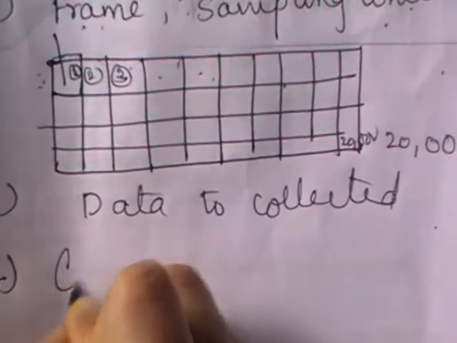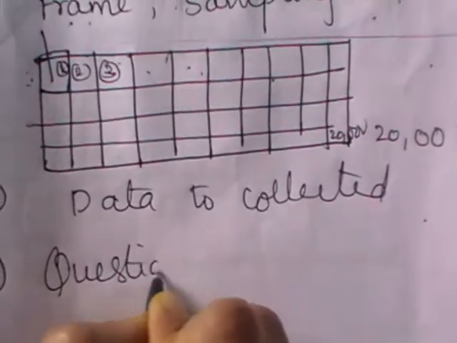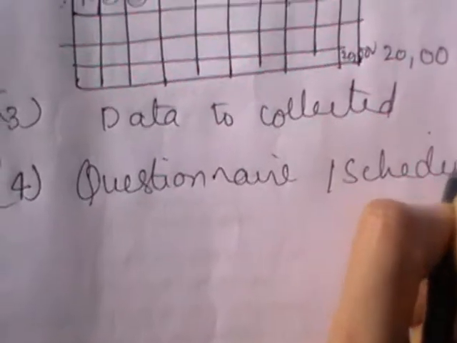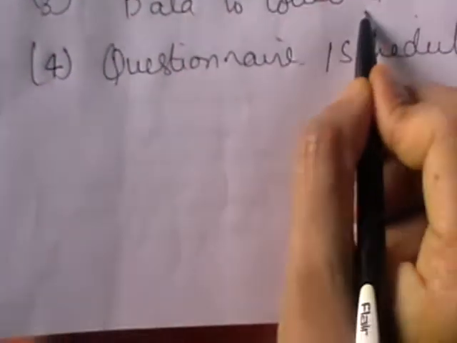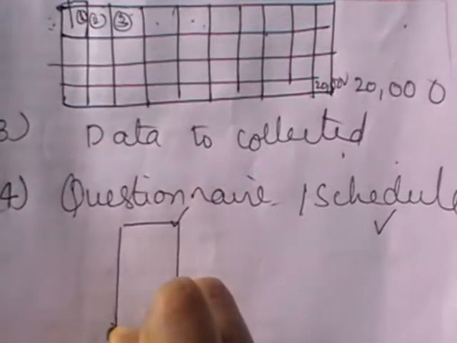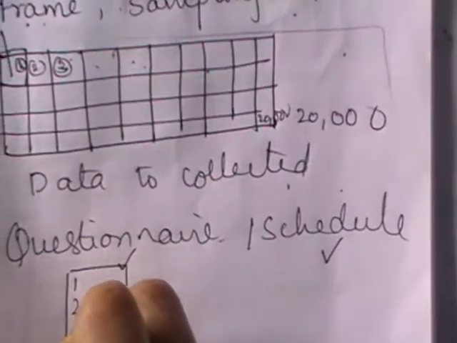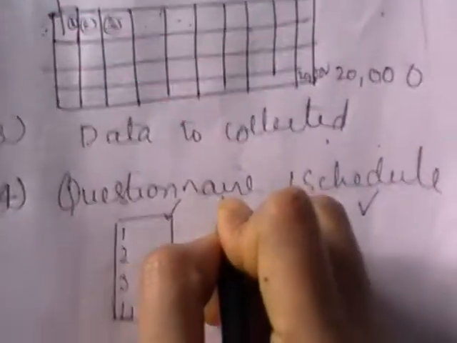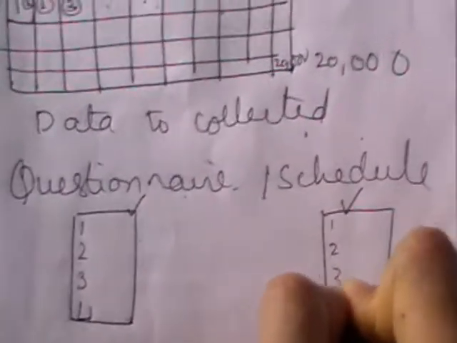Next one is the questionnaire. I think you have read this in previous semesters, questionnaire and schedule. How do you get the required data? What are the methods of getting it? You can follow either a questionnaire or a schedule. A questionnaire is a list of questions, written or represented in a systematic order. Both questionnaire and schedule are lists of questions related to our survey.